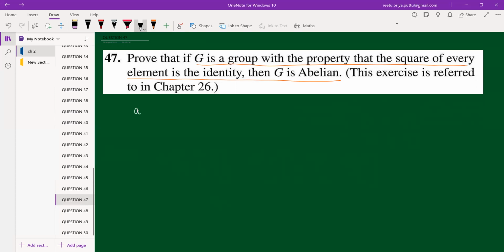So let a and b belong to G. Then by the given property we have a square equals identity and b square equals identity. Also, when a and b belong to G, we have ab belongs to G by the closure property. So when ab belongs to G, we have (ab) whole square equals identity. Also, a square times b square is identity times identity, which equals identity.